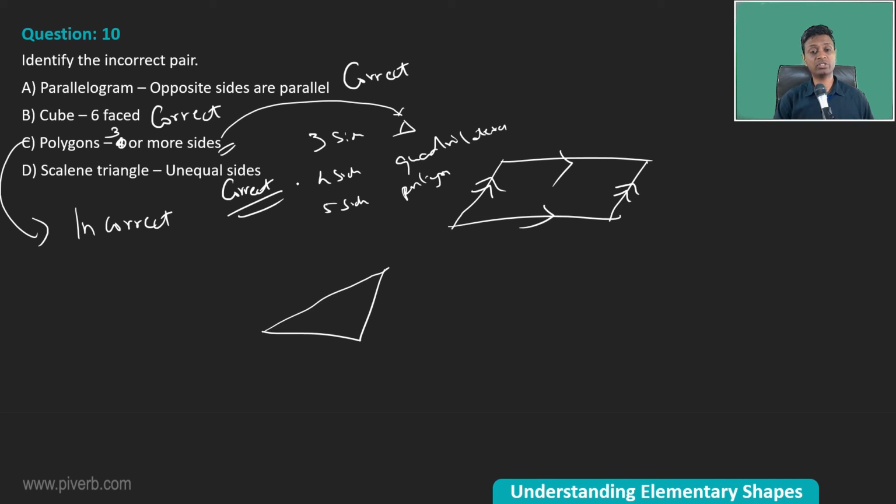Scalene triangle, unequal sides, that of course is correct. An equilateral triangle is a triangle where all 3 sides are equal. An isosceles triangle is one where 2 sides are equal. A scalene triangle is where all 3 sides are different. No 2 sides are equal.